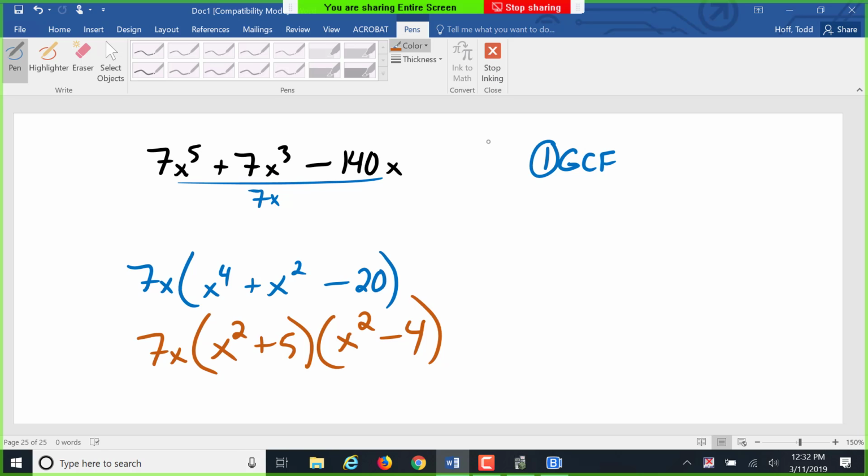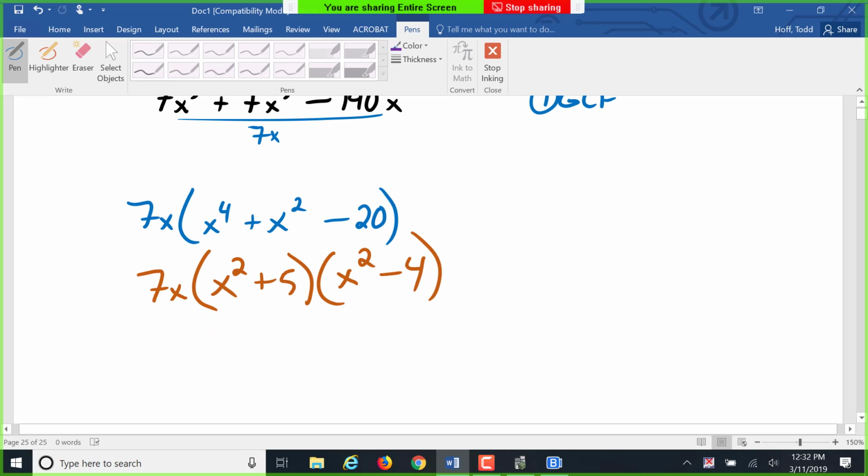You got it. Because it was x to the fourth and x squared, we have to have x squared in there. X squared times x squared gives us x to the fourth. If we double check that, the outside, x squared times negative 4 is a negative 4x squared. Inside, 5 times x squared is positive 5x squared. That does give us 1x squared or just x squared. So we're done there, right?